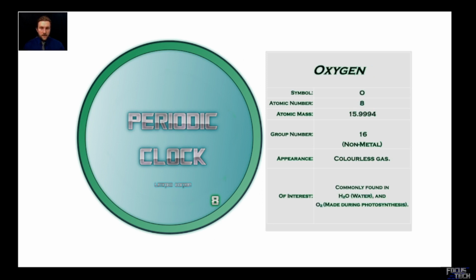Number 8, oxygen. So oxygen is a non-metal, falls into group 16. It is a colorless gas. We know it really well. Breathing obviously is critical for normal survival, but of interest, you also find it in water, H2O, and it's actually produced during photosynthesis by plants as well. So a few keywords to keep us linked.